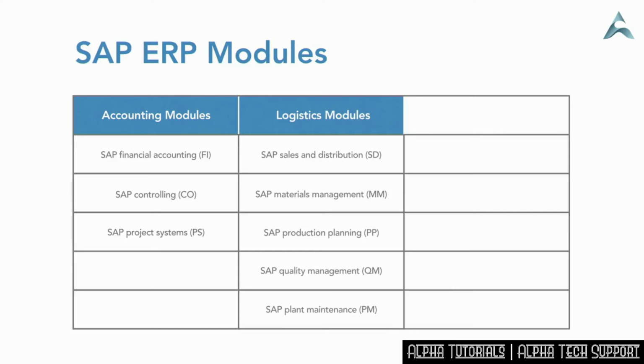The SAP Materials Management module includes purchasing, inventory management, and valuation. Next, SAP Production Planning includes production order processing and materials requirement planning. SAP Quality Management is where incoming, in-process, and final inspections are all done. And SAP Plant Maintenance includes breakdown, predictive, and preventive maintenance functions.